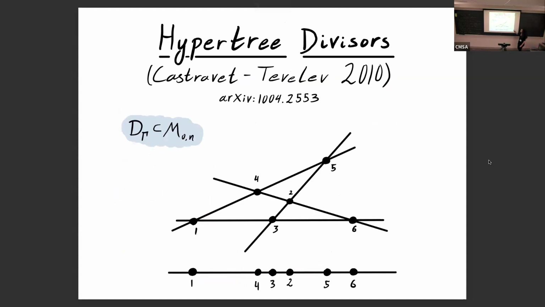So these hypertrees were introduced in 2010 by Ana Maria Castravet and Jenia Tevelev, where they prove that hypertrees parameterize effective divisors on the moduli space M0n, and hypothesize that all effective divisors besides boundary divisors are those coming from hypertrees. And the way you get these divisors is that you take the closure of the locus in M0n that you obtain by choosing a planar realization of a hypertree and then projecting onto P1.